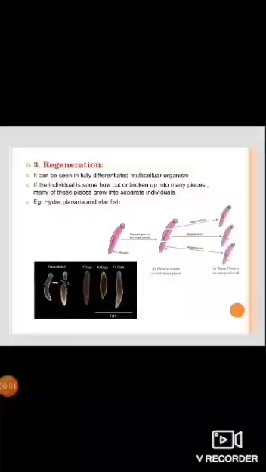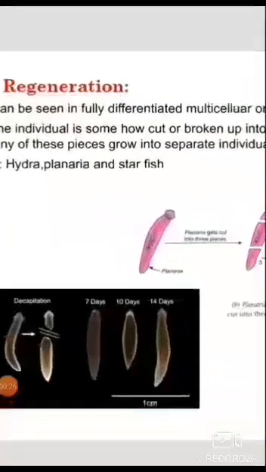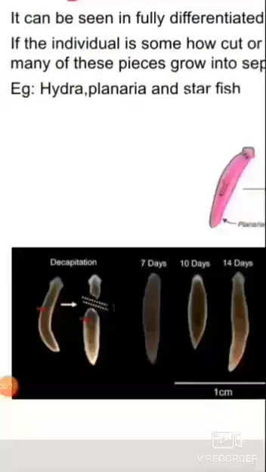The third type of asexual reproduction is regeneration. Regeneration takes place in fully differentiated multicellular organisms. In the previous section, we have seen fragmentation, which occurs in simple multicellular organisms. But regeneration is observed in differentiated multicellular organisms. For example, when you look at planaria, you can find eye-like structures and head and body-like structures.